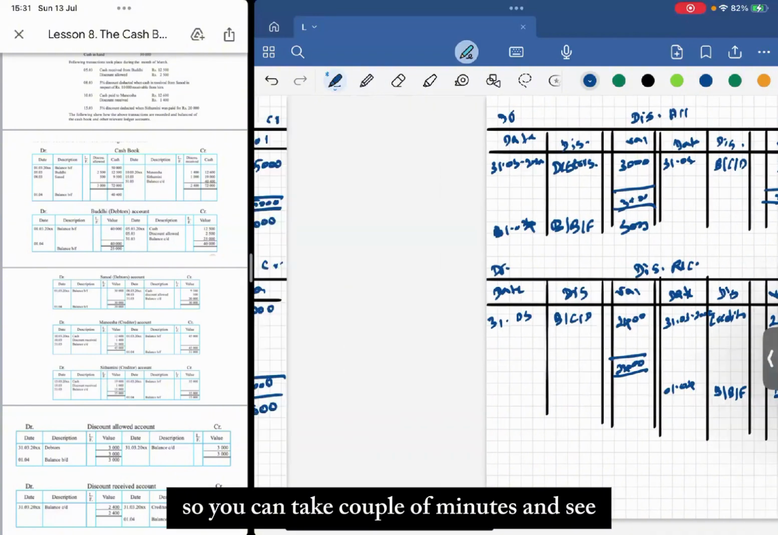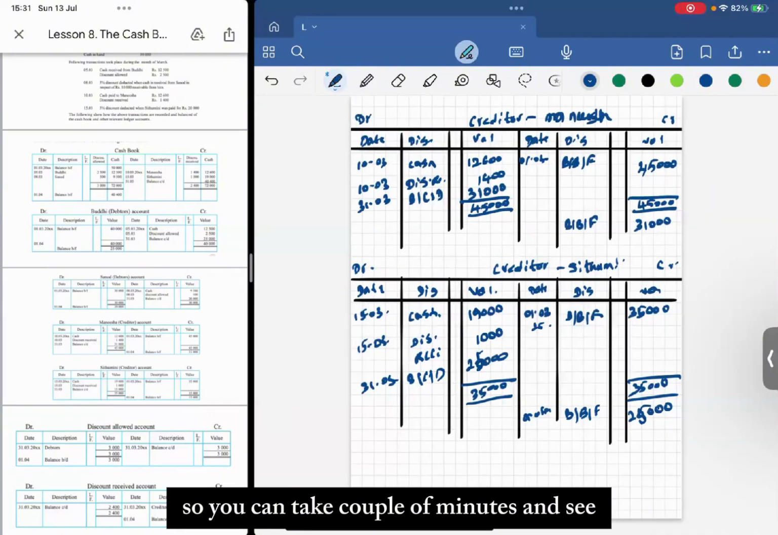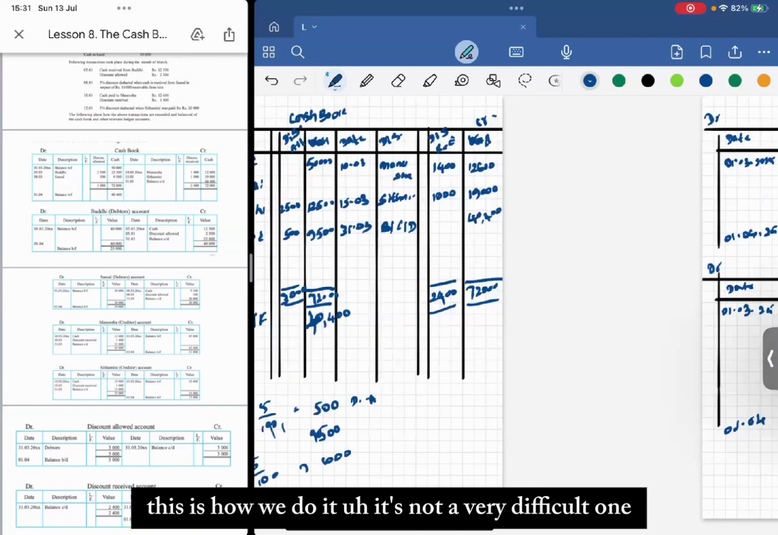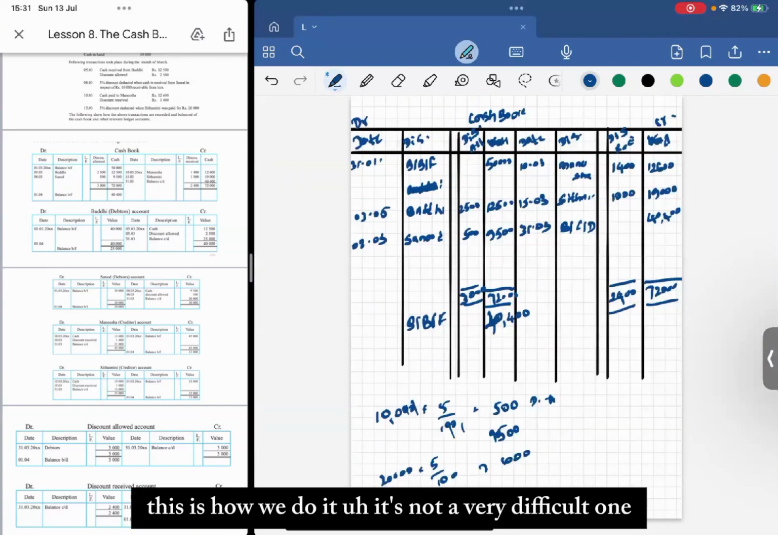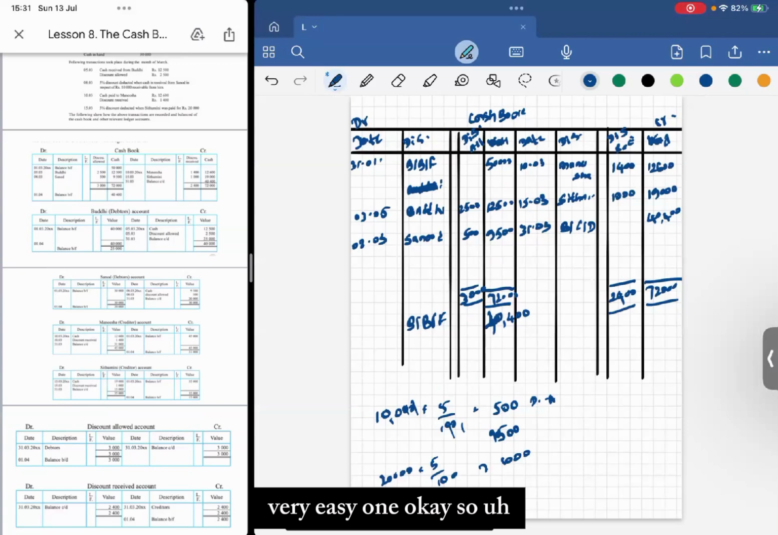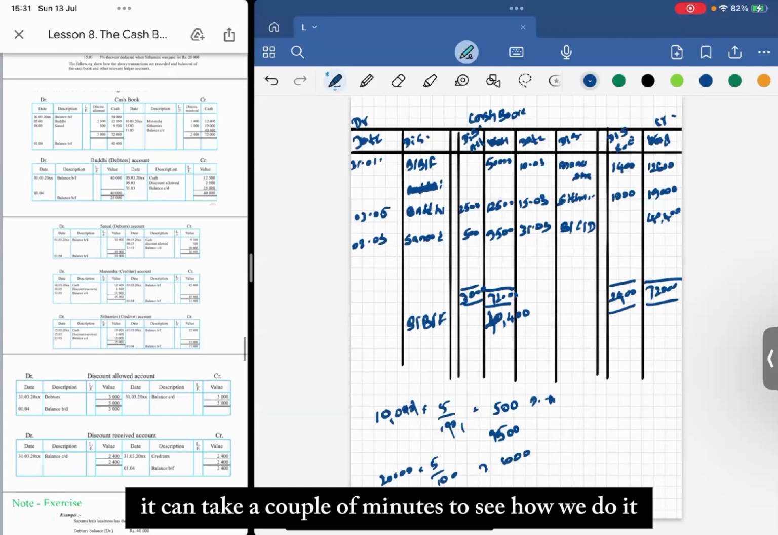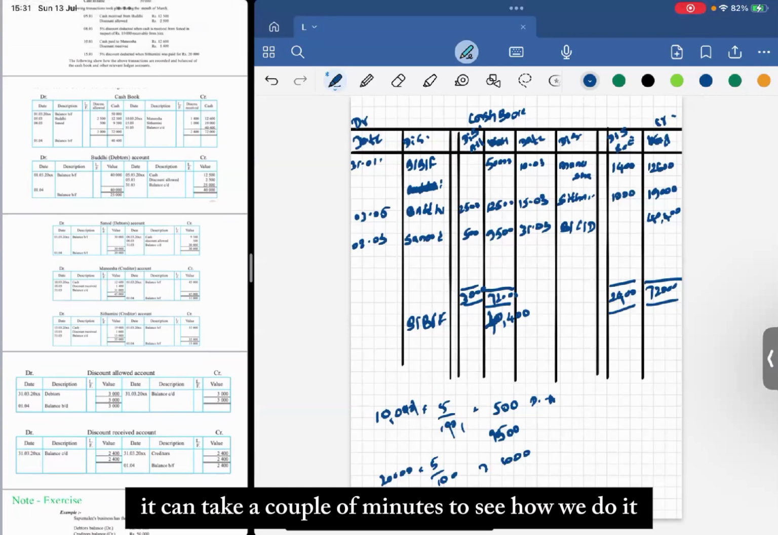So you can take a couple of minutes and see how this question is done. This is how we do it. It's not a very difficult one, very easy one. Okay. So you can take a couple of minutes to see how we do it.